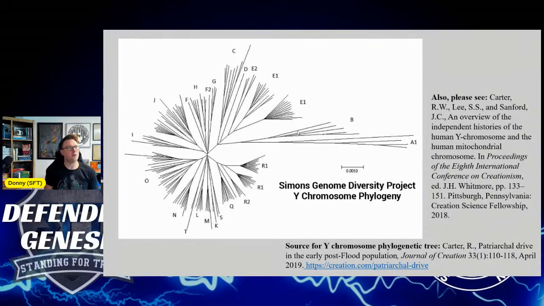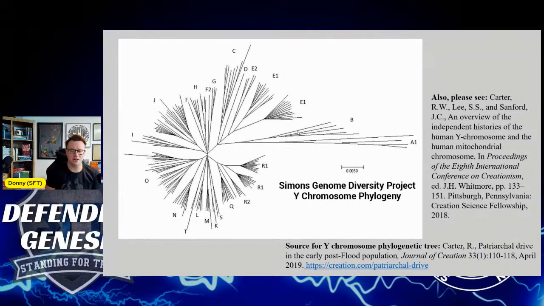A lot of people ask me, what is the best evidence for separate ancestry and a literal Adam and Eve? And I think one of the best answers is the fact that we've discovered our first parents, the first couple, Adam and Eve, in our genetics.